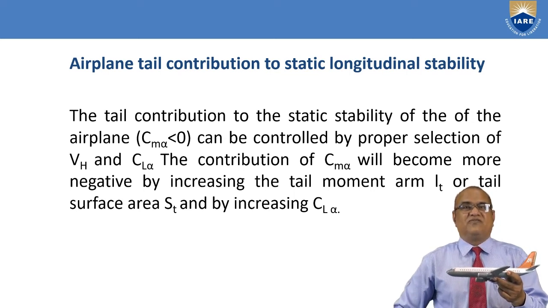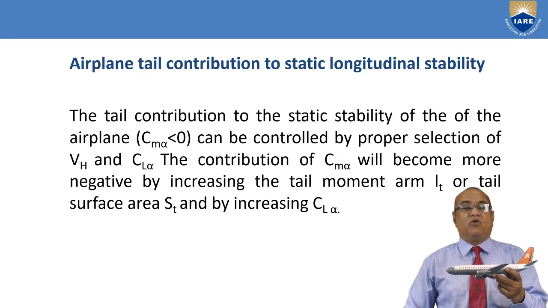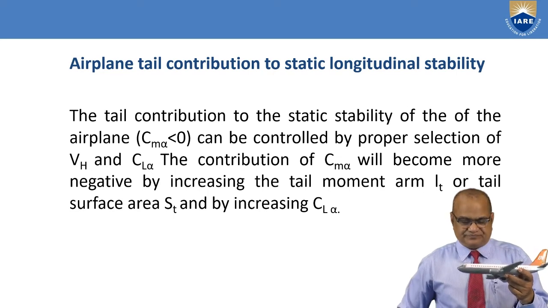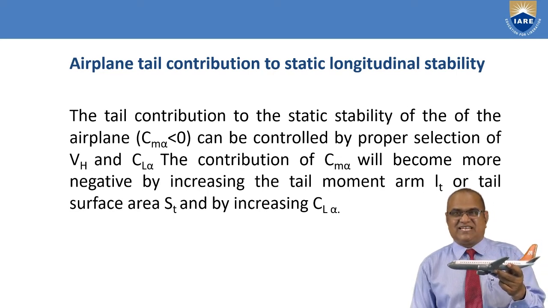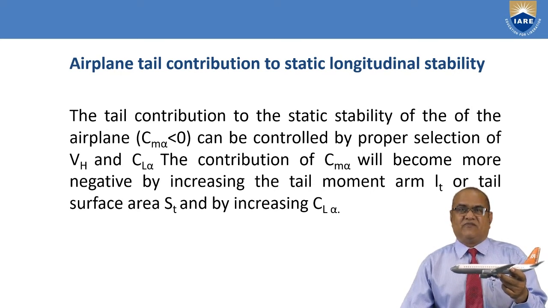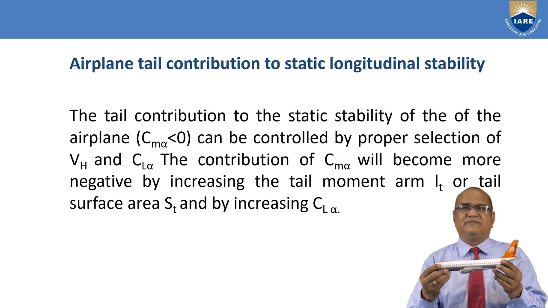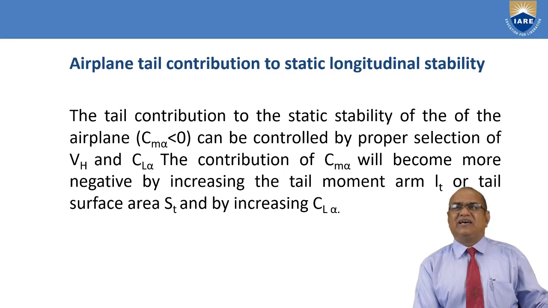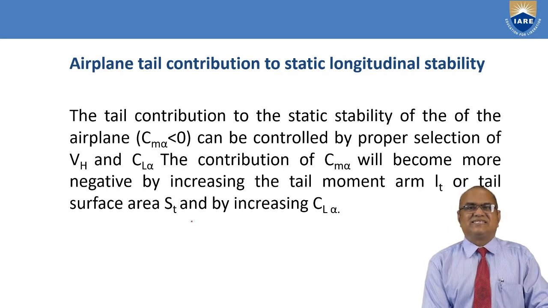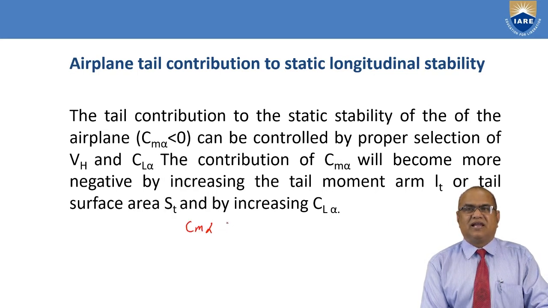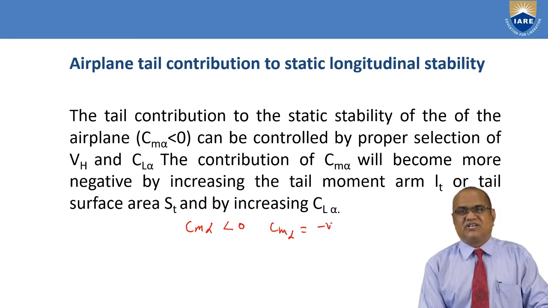The contribution of Cm alpha will increase by increasing the tail moment arm LT of the tail, and the tail surface area ST, and by increasing CL alpha. So it is very important that we understand the contribution of CM alpha. To have longitudinal static stability, CM alpha should be less than 0, or CM alpha should be negative.